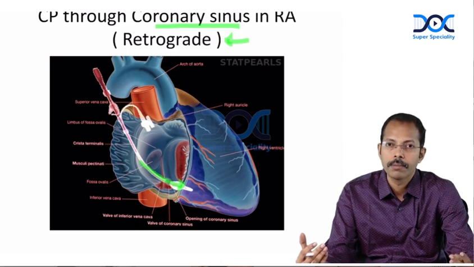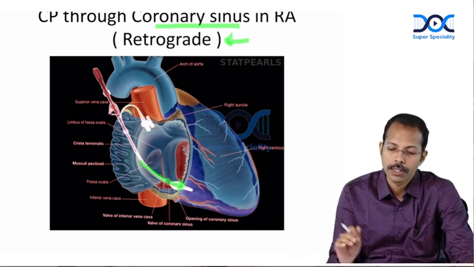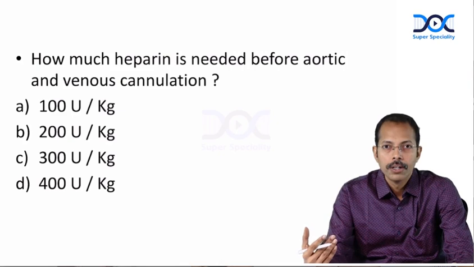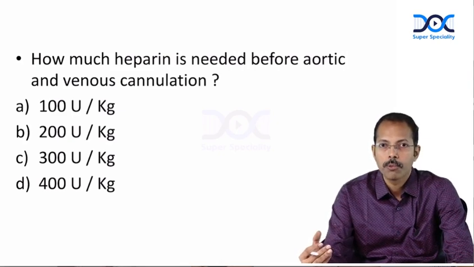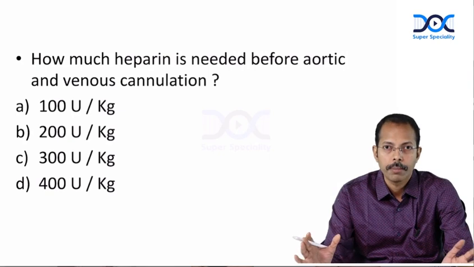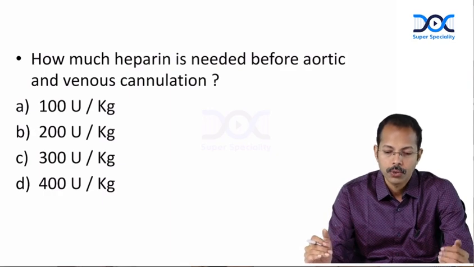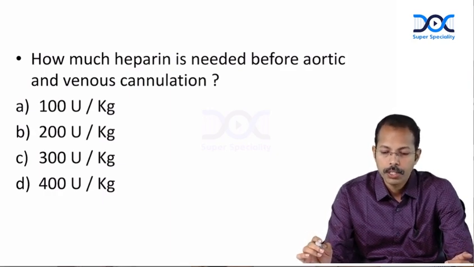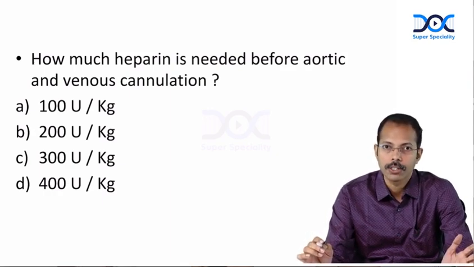So we have seen three methods of giving cardioplegia. The two are antegrade methods, that is aortic root and coronary ostial cardioplegia, and the third one is a retrograde method, that is via the coronary sinus. Next, we can move on to the most important point. Before the start of the heart lung machine, we should give heparin. So what is the dose of heparin to be given before the start of the heart lung machine? That's the question. How much heparin is needed before aortic and venous cannulation?